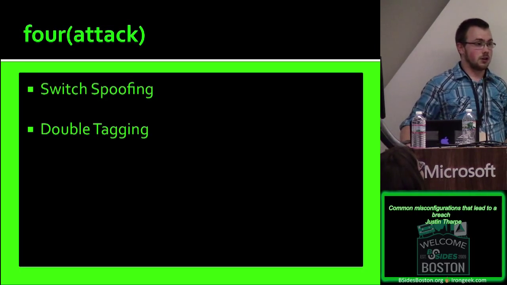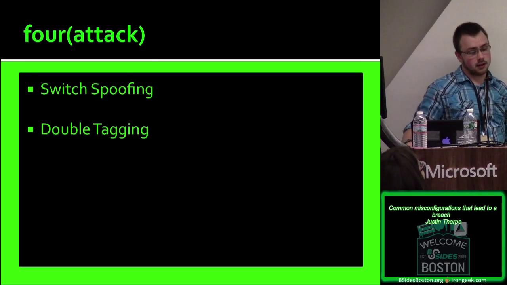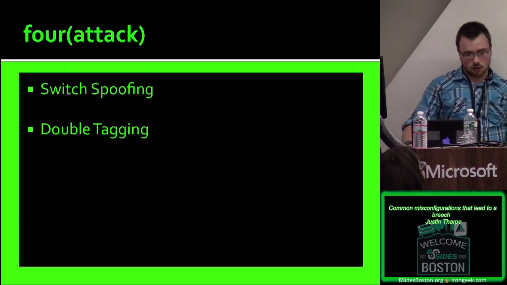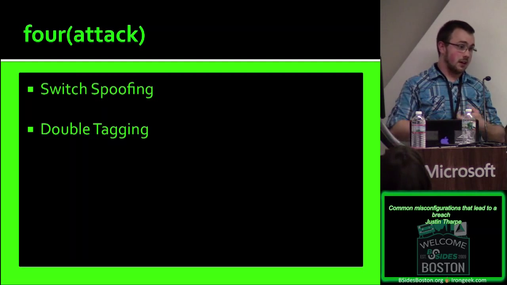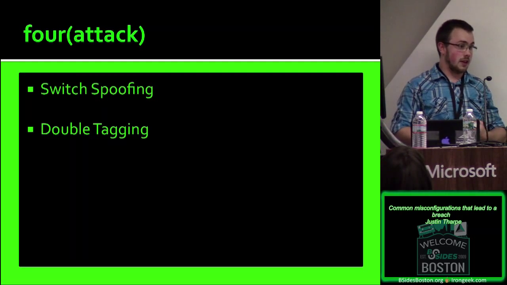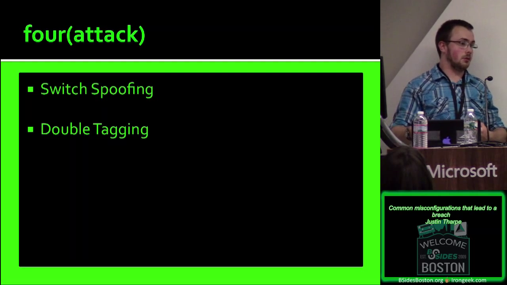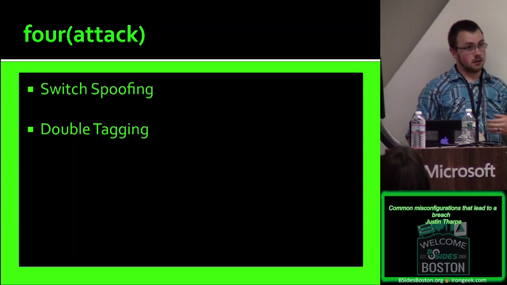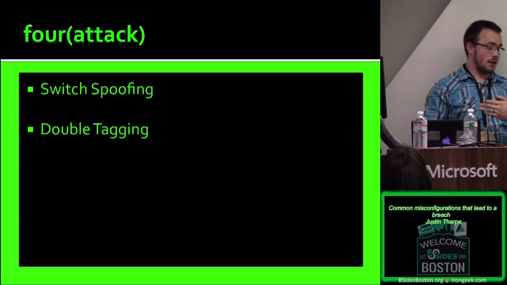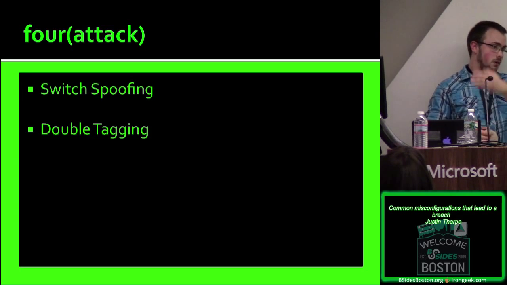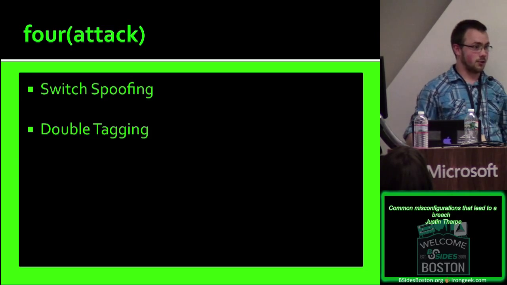And the other thing you can do is actually double tag your packet. So if you're trying to do a malicious attack, you can tag the packet with the native VLAN that you're on, and then you tag it with the VLAN you want to hop to. And what happens is after you hit the switch the first time, that tag is stripped off, and then you're passed into the VLAN that you're trying to hop over to.